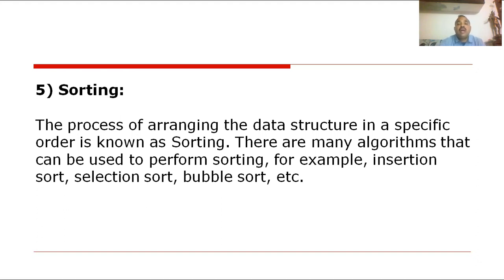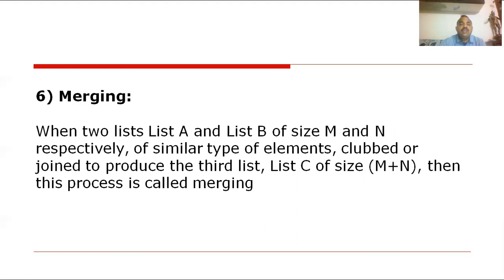The process of arranging the data structure in a specific order is known as sorting. A specific order means either ascending or descending order. All of you? Then the next one is merging. There are two data structures available, and I want to create one. Simply, the first data structure and second data structure are clubbed together.